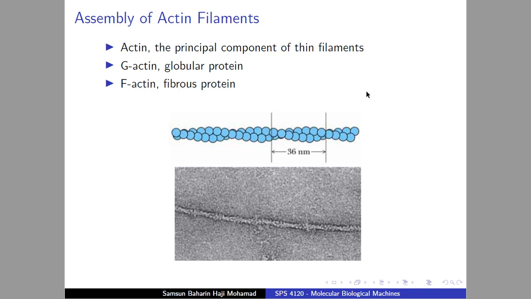So we continue with this assembly of actin filament, or I repeat this assembly of actin filament, because before this there was an interruption. So we have the assembly of actin filament, the principal component of thin filament. We have the G-actin, which is a globular protein, a spherical protein, and F-actin, the filament protein. These are the fibrous protein.